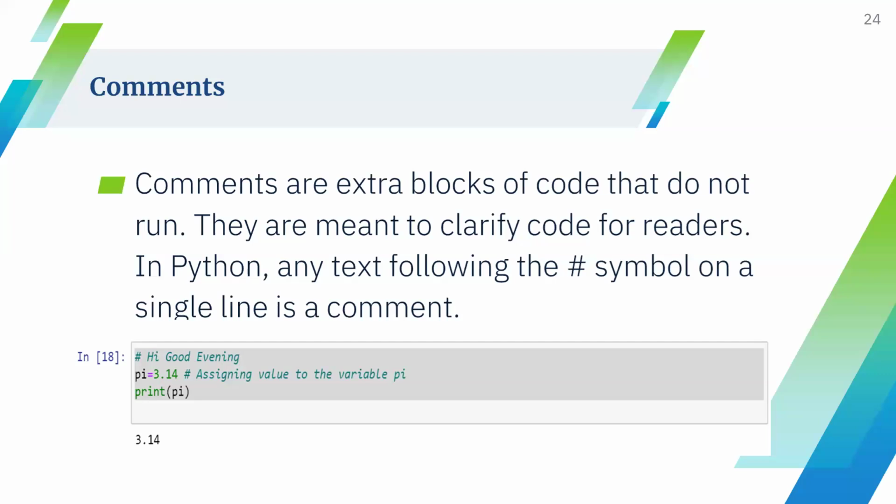In Python, any text that follows the symbol hash on a single line is called a comment. Whereas in C, C++ or Java, we use slash asterisk and end with asterisk slash. In Python, we start with a hash. Those lines which are commented will not be processed; they will be skipped by the interpreter.